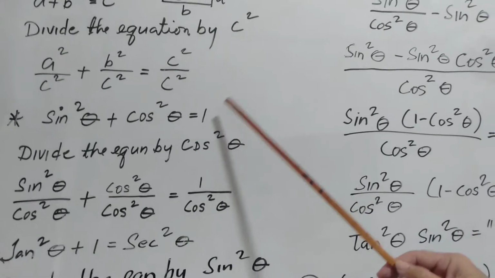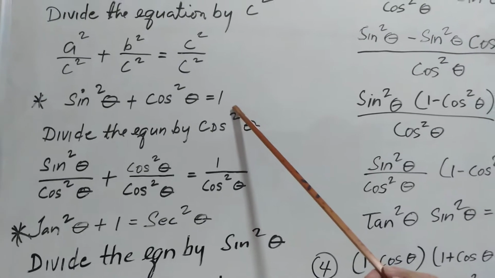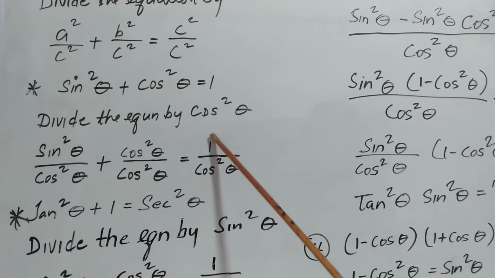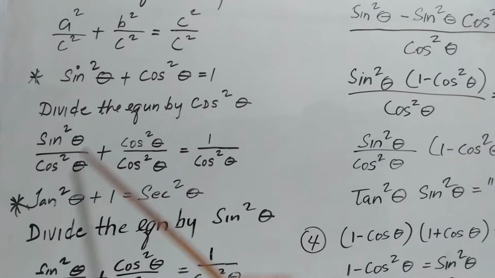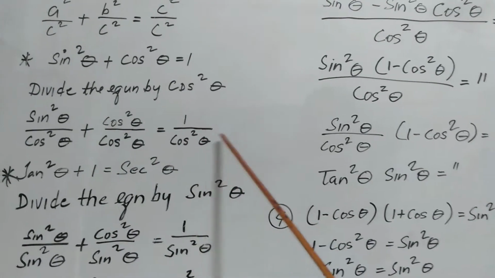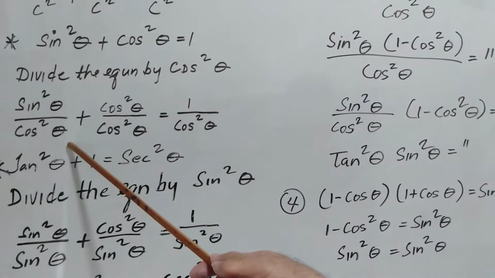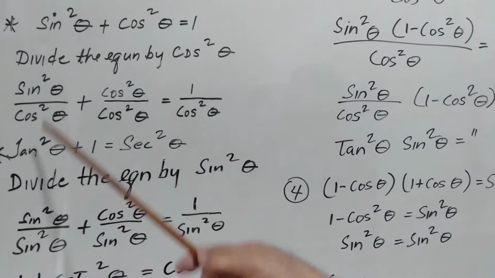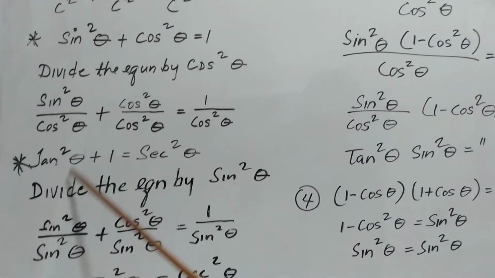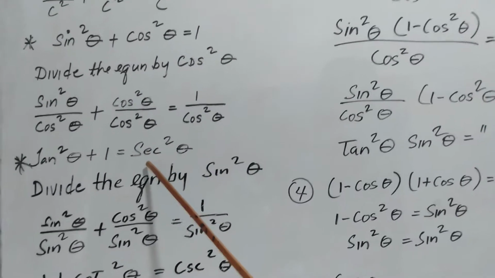Now, if we take this basic identity in trigonometry and divide the whole equation by cosine squared theta, we get sine squared theta over cosine squared theta plus cosine squared theta over cosine squared theta is equal to 1 over cosine squared theta. But we have also learned that sine theta over cosine theta is equal to tangent theta. So if we square that, we have tangent squared theta plus 1, and 1 over cosine squared theta is equal to secant squared theta.